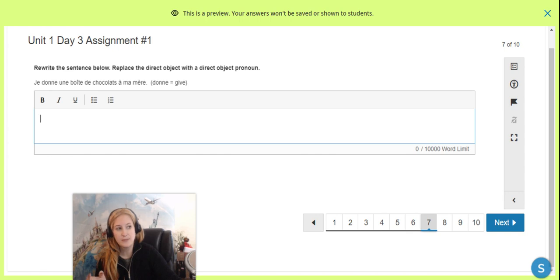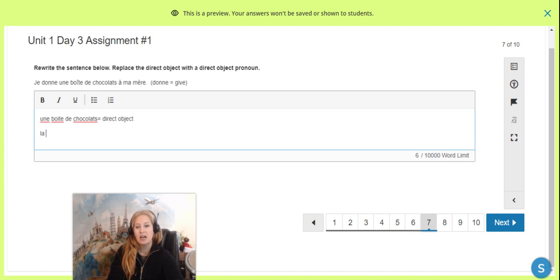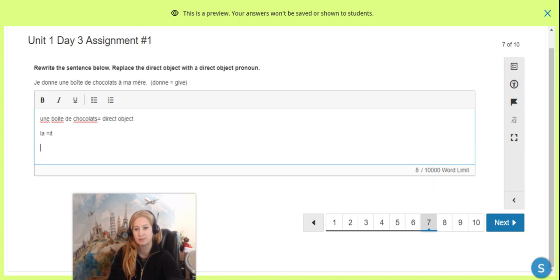Okay, now we have the same sentence, but instead of doing the indirect object pronoun, now we're going to replace the direct. So our verb is give. What am I giving? Une boîte de chocolat. That is our direct object. So la. Une boîte is feminine, so we're going to replace it with it. How many verbs? One. Give. Je le donne à ma mère. I'm giving it to my mom.